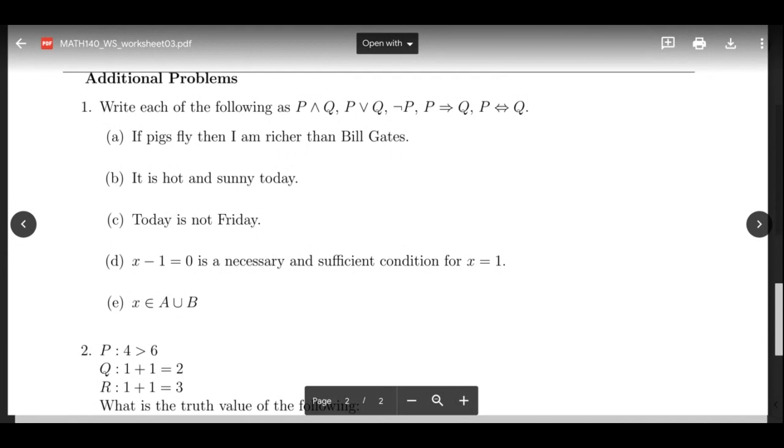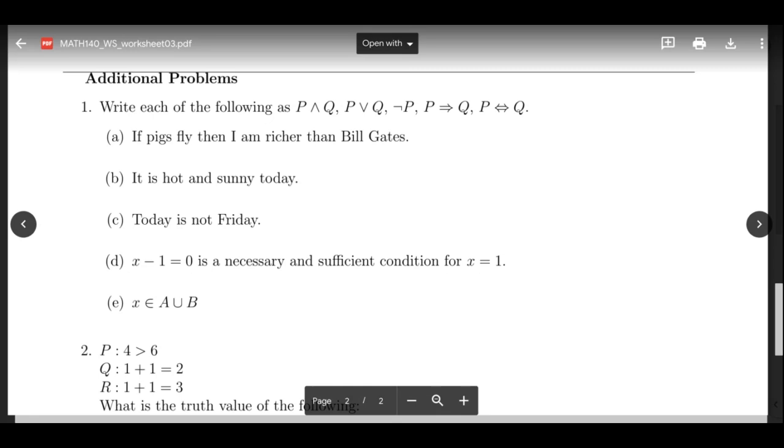All right, I'm going to keep calling. Patrick, 1A. Oh, Moises was trying to do this one. Patrick? Yeah, if pigs fly is P. Okay. P then Q, so Q is I am richer than Bill Gates. That's P implies Q, right? You're doing P implies Q there. Yeah, if P then Q. All right. Okay, thank you, Patrick.